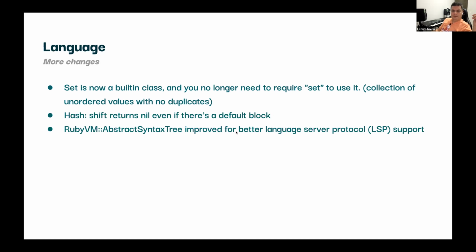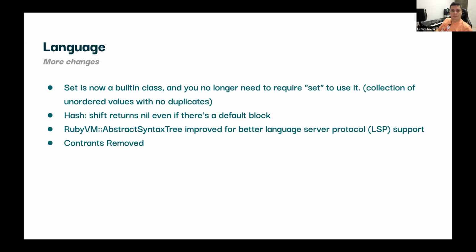Also, we have an improved abstract syntax tree. You know, this is the class used to create the syntax tree that I showed in other slides. So they are improving that to work better with the IDEs. So Ruby is working to improve the auto-completion in IDEs and also show errors while you are typing and stuff like that. So they improved this class for that.